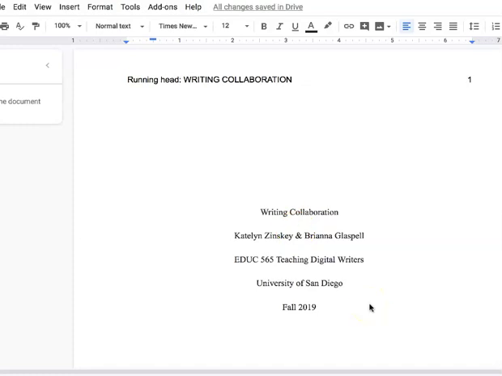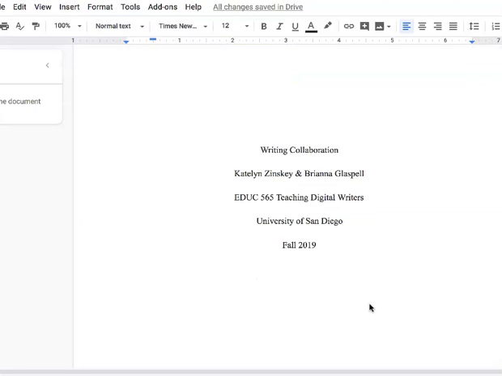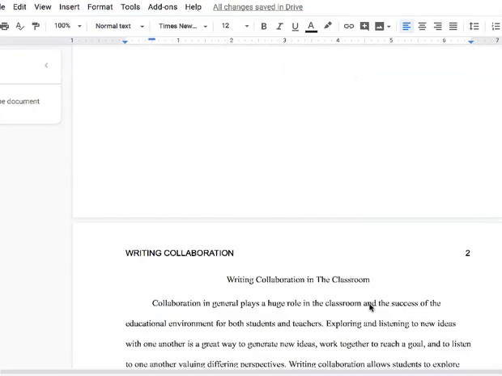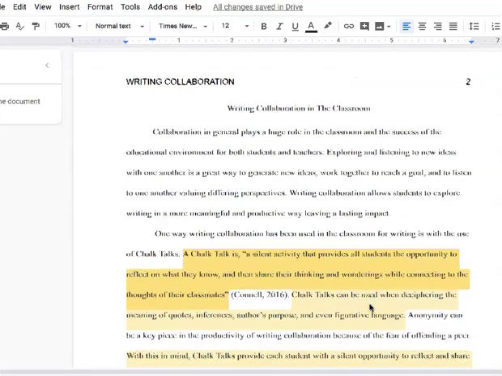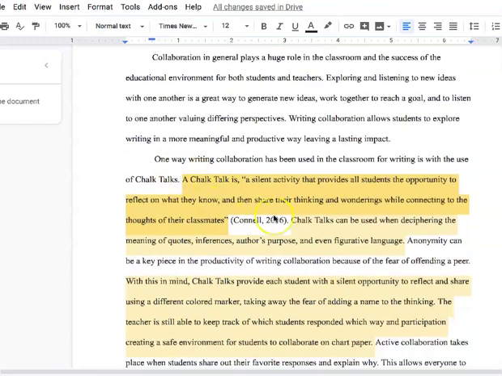After rereading our writing collaboration piece and thinking of some ways we can improve it, I did find some ideas. In the second paragraph about what a Chalk Talk is, you stated a Chalk Talk is a silent activity that provides all students the opportunity to reflect on what they know and then share their thinking and wonderings while connecting to the thoughts of their classmates.